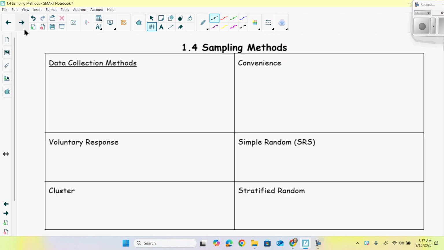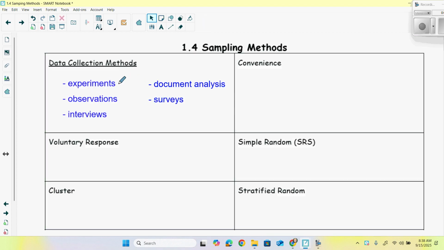We're going to focus on survey, but if you wanted to survey people, how would you do so is the main idea. So we'll start with understanding what data collection methods are, and there are 5. We can do experiments, observations, and interviews. Document analysis, which would be looking at past information and trying to see patterns. And then what we're going to focus on is surveys. So we're not doing these 4, we're focusing on surveys.